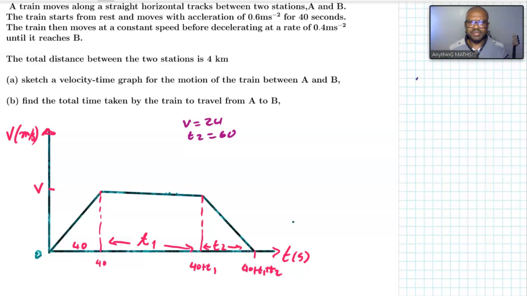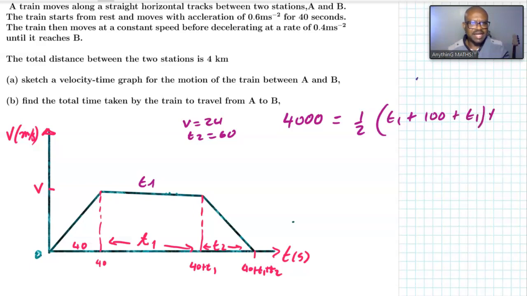Now remember, this is the trapezium. From here to here, it's T1. But the longest side is going to be 100 plus T1, because we know T2 now. So this 4 kilometers, we have to change it to meters, which is going to be 4,000, equal to half of T1 plus 100 plus T1, times 24.